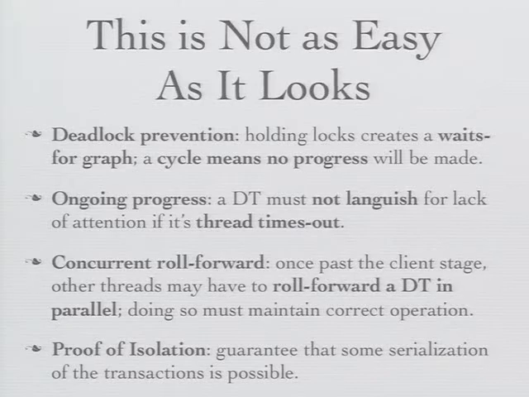Ongoing progress, there's a lot of ways to deal with ongoing progress. It's a big topic. One is your thread can go away, someone else needs to be able to roll you forward. But what if no one does try to get a write lock on one of your objects and no one tries to roll you forward? Well, you need a background thread that's looking for old distributed transactions and rolling them forward. Also, how do you prevent the user from accumulating unsatisfied distributed transactions?